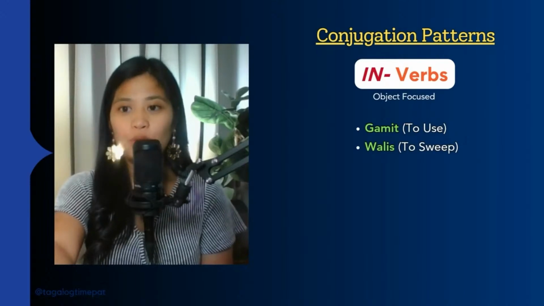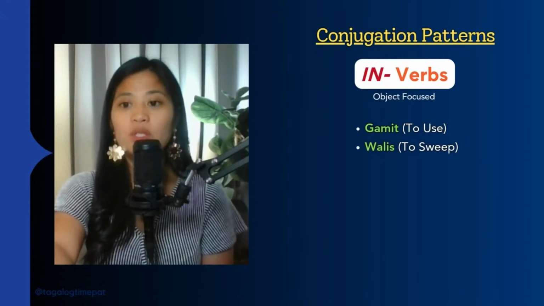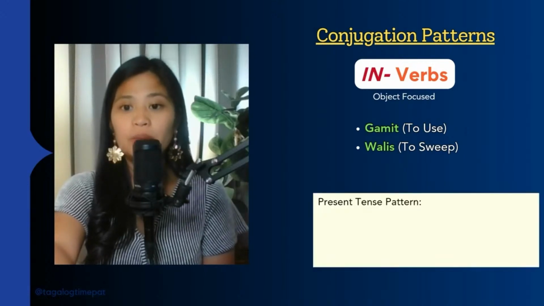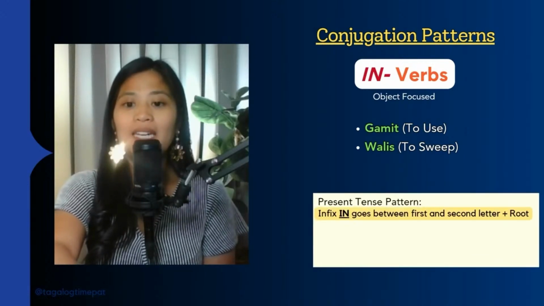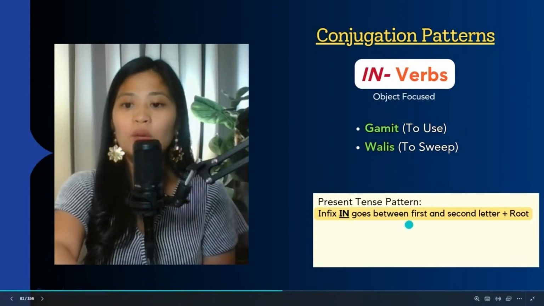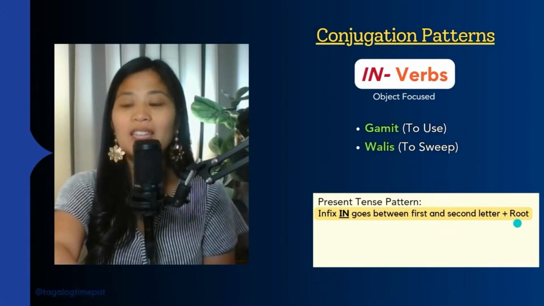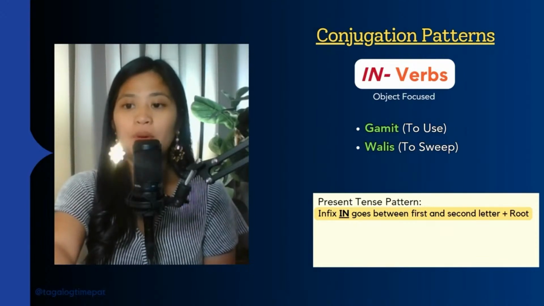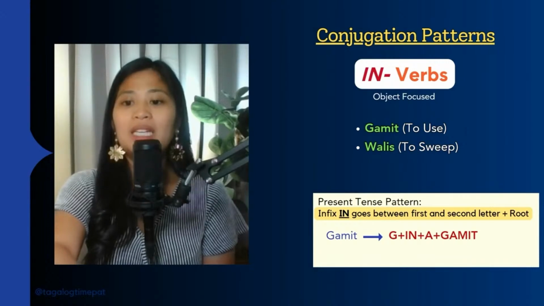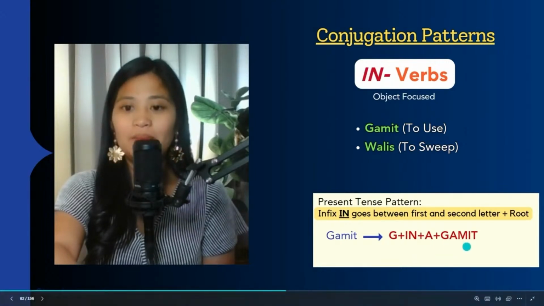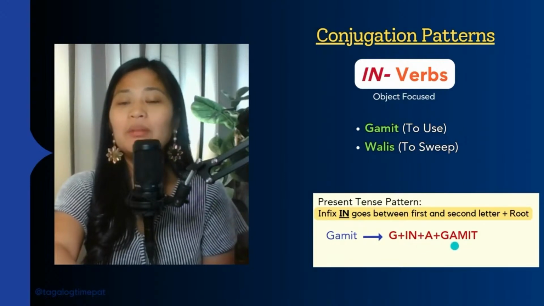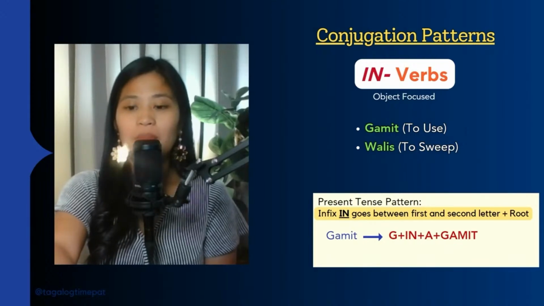Gamit means to use. Walis means to sweep. It has a very similar pattern to um verbs. The only difference now is that the infix in goes between the first and second letter, and then it's the root. So gamit, to use, in the present tense becomes ginagamit. In goes between the first and second letter, and then it's the root. Ginagamit ko. I am using something.